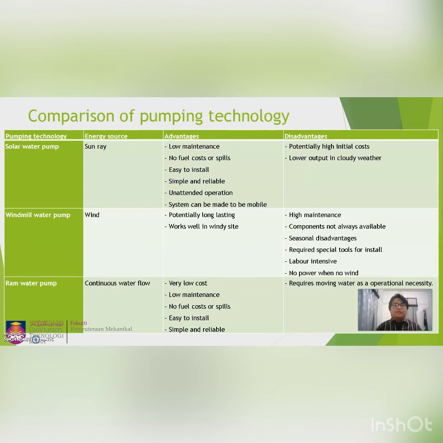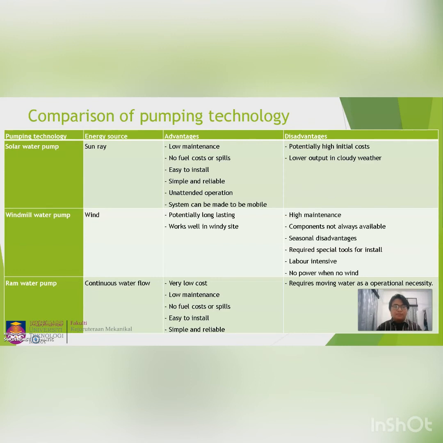Okay. This is the comparison of three different types of pumping technology. The first one is the solar water pump, and the source is sun rays. The advantages are low maintenance, no fuel cost or spill, easy to install, simple and reliable, unattended operation, and the system can be made mobile. The disadvantages are potentially high initial cost and lower output in cloudy weather.